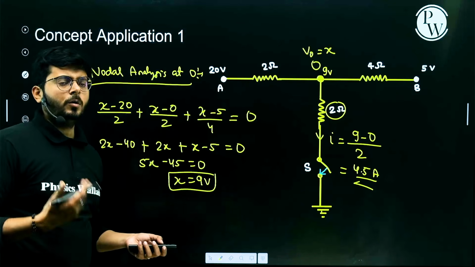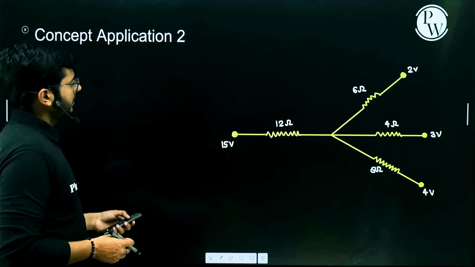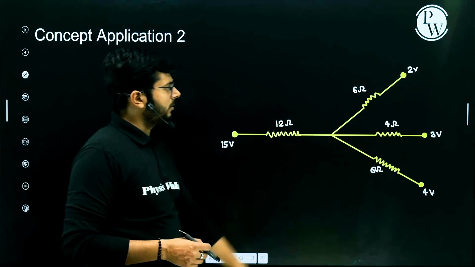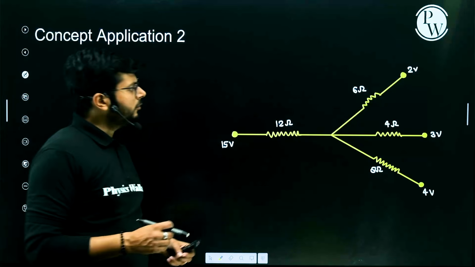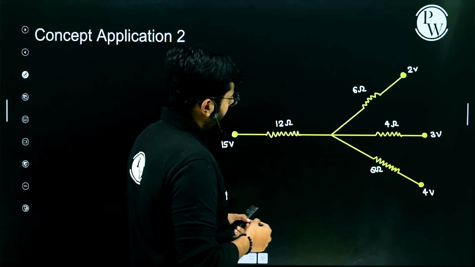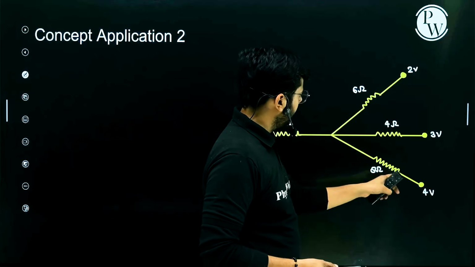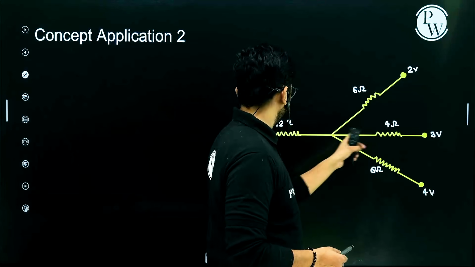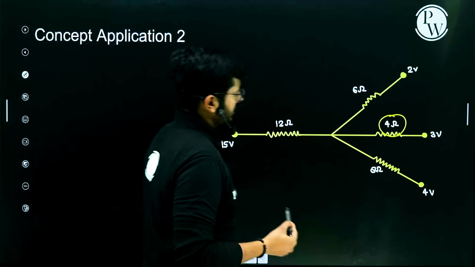So let us move on and talk about one more problem on this. Here you have it. Try to solve this problem as well. What you need to do is find out the current through this 4 volt arm, this 4 ohm arm, like this one. Let's try to find out the current through this arm.